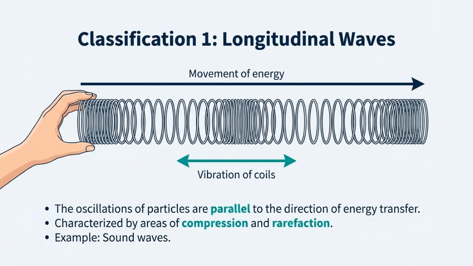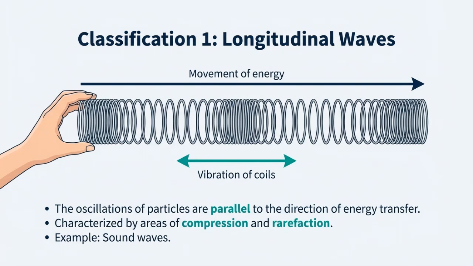Longitudinal waves transfer energy through vibrations that move parallel to the direction of energy flow, as shown by the compression and expansion of coils in this example. The coils vibrate back and forth along the same direction that the energy travels, creating regions where particles are compressed together and others where they are spread apart, which we call compression and rarefaction.